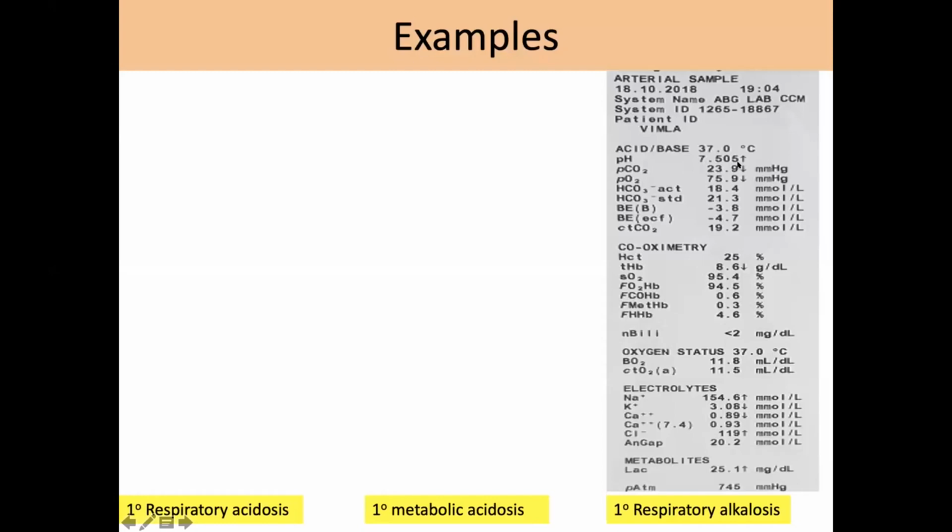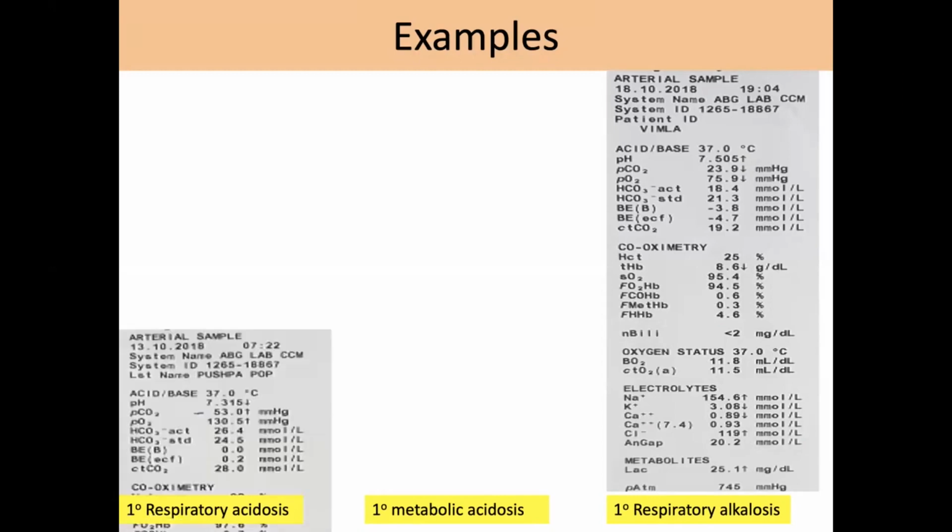So you see the CO2 goes down, the pH goes up. So they are moving in the opposite direction. So here it is a primary respiratory alkalosis because they are moving in the opposite direction.